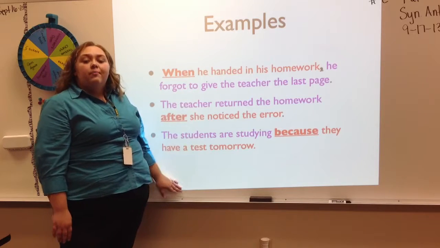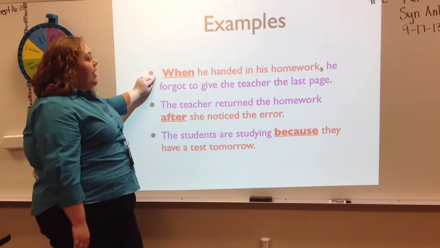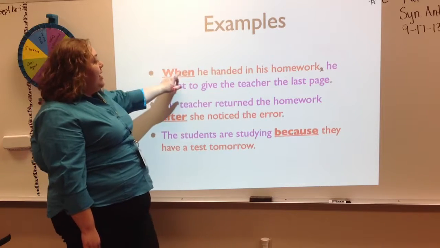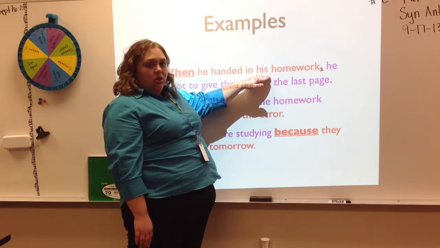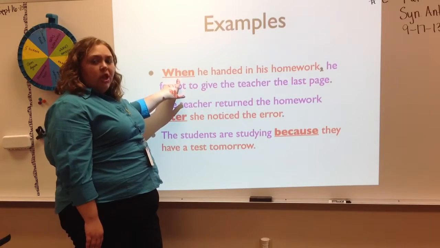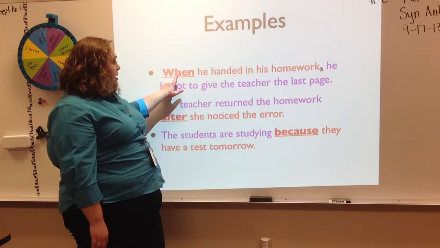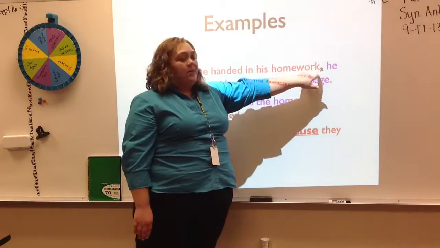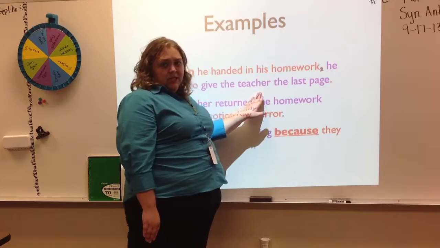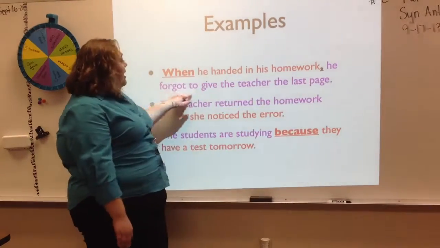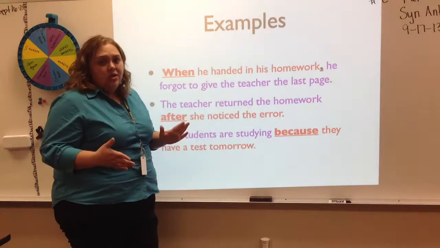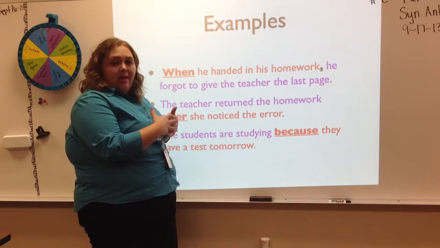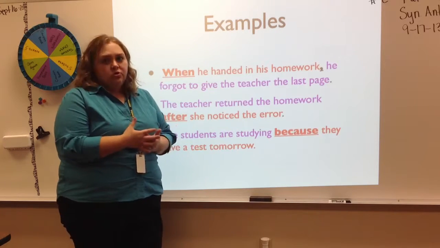All right, here are 3 examples of complex sentences. When he handed in his homework, he forgot to give the teacher the last page. When he handed in his homework is a dependent clause. We have that word when, which in the last video we called a dependent word. This word is making the sentence a dependent sentence, and the comma is another clue. It's separating it from the independent sentence. The sentence, he forgot to give the teacher the last page, can stand on its own. This sentence cannot, but when they combine, they make a complex sentence. They make a more interesting and more professional sentence.